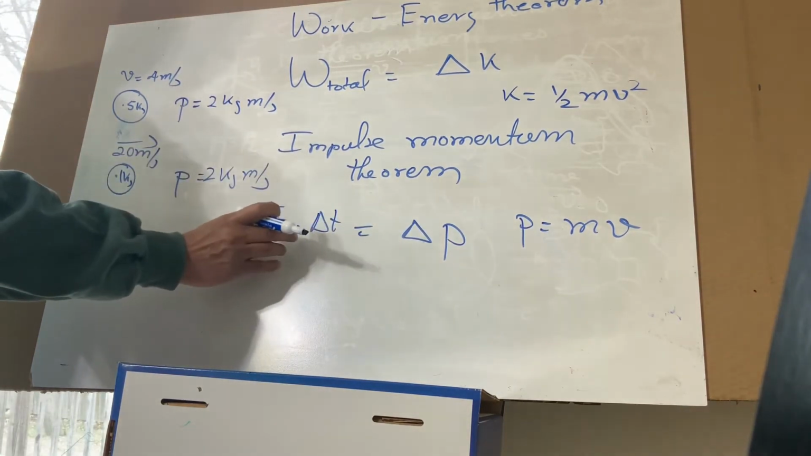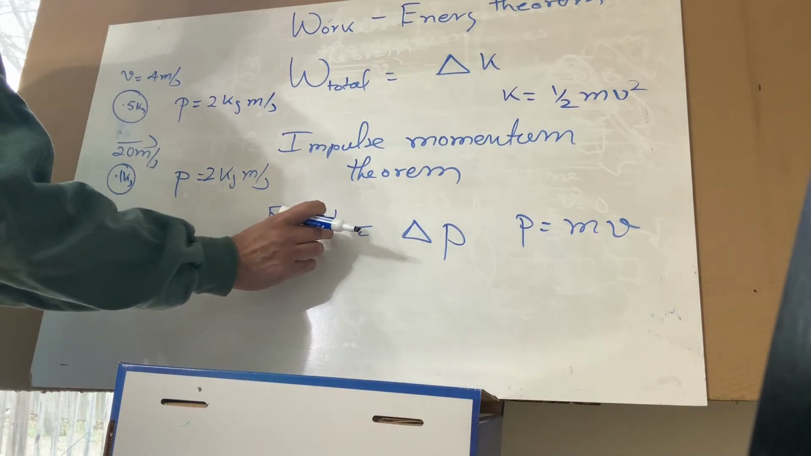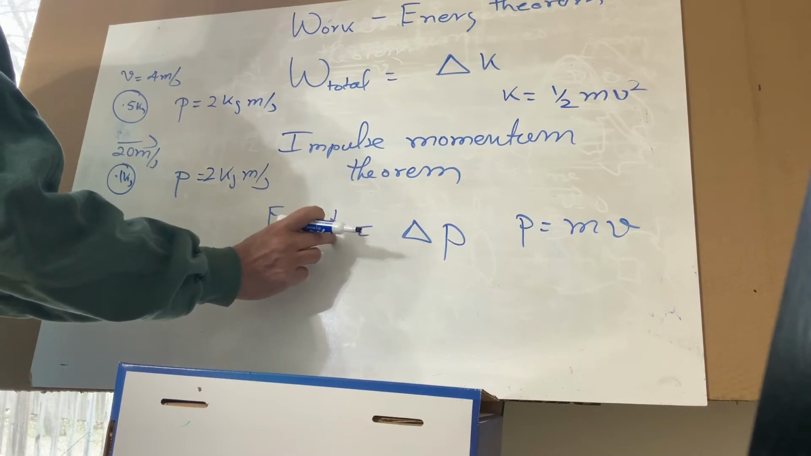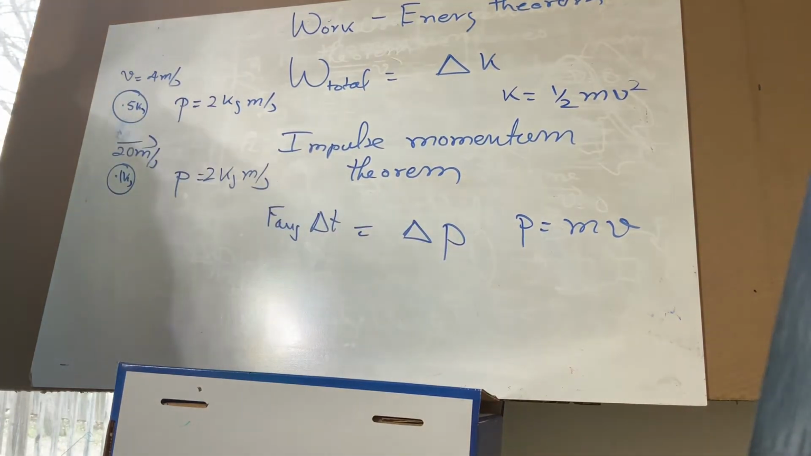So in both cases, the average force is going to be the same because the time of impact is the same. The change in momentum is the same. The time of impact is going to be the same. It'll come to a stop in the same period of time. So the average force is going to be the same, right?